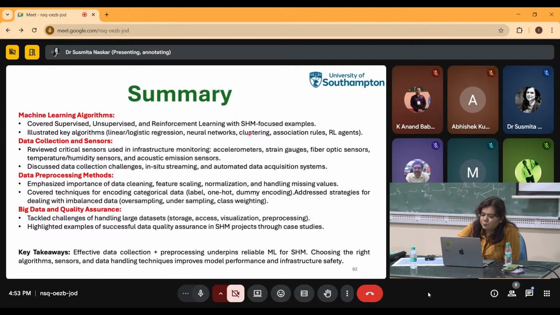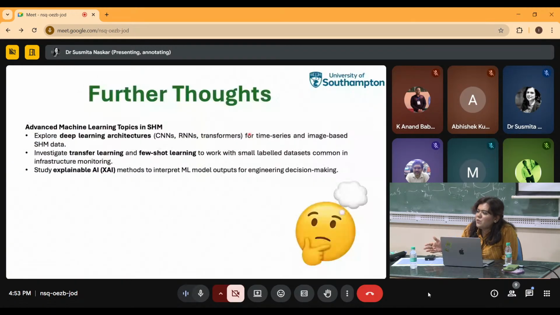So now if you go through all the slides, also try to think about advanced machine learning topics, like how deep learning architectures work. We have not talked about CNNs, we didn't talk about RNNs. So go and have a look into those, because they are also very, very important when we talk about infrastructure monitoring, and think about the time series case or the image based case, SHM data, and how this can be processed further.